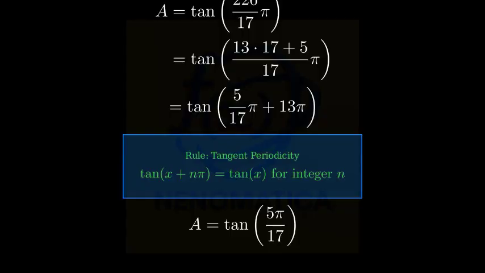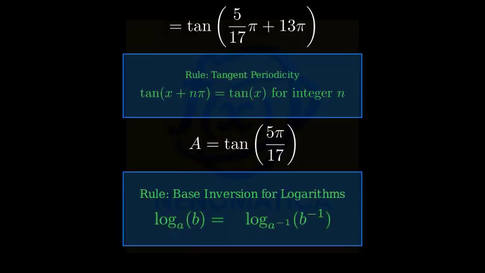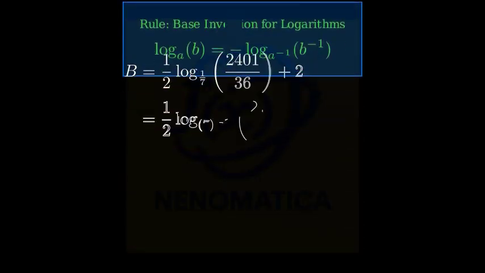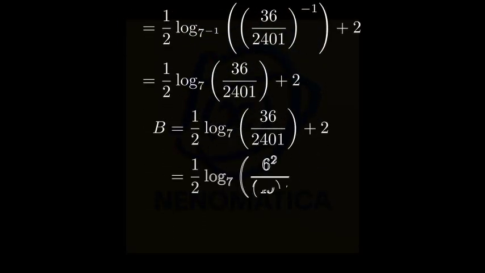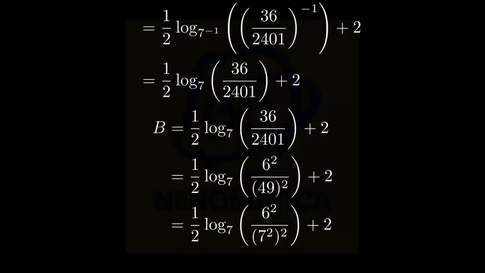Now, let's simplify expression B. We have B equals 1/2 times the logarithm base 1/7 of 2,401 over 36, plus 2. First, let's use the logarithm property that log base 1/a of b equals negative log base a of b. We can rewrite this as 1/2 times the logarithm base 7 of 36 over 2,401, plus 2. Let's continue simplifying B. We need to simplify 36 over 2,401. Note that 36 equals 6 squared and 2,401 equals 49 squared, which is 7 to the 4th power.